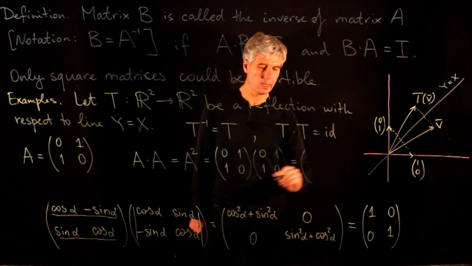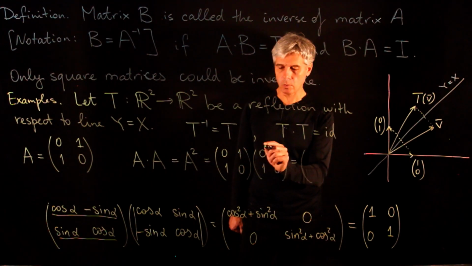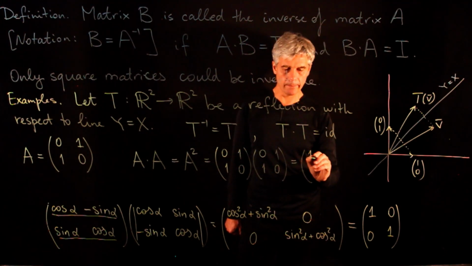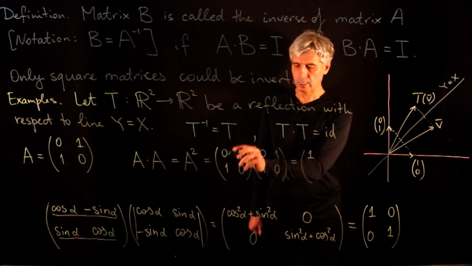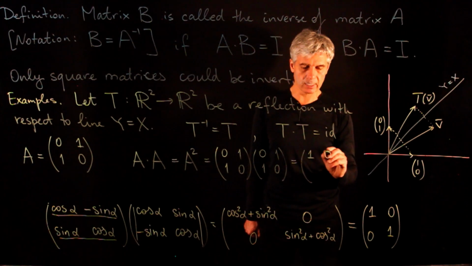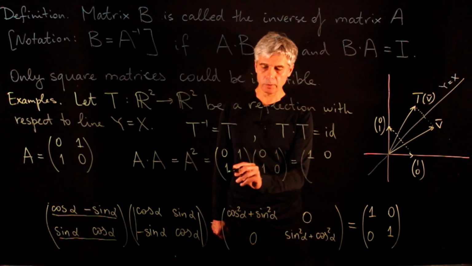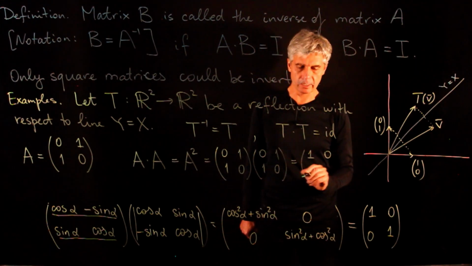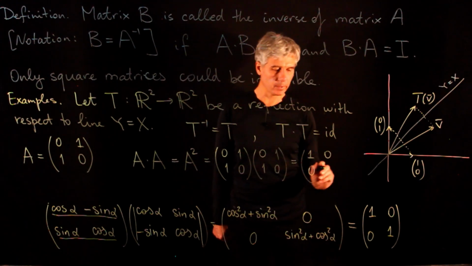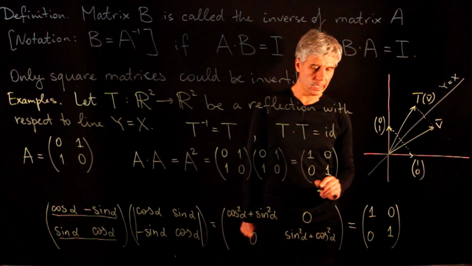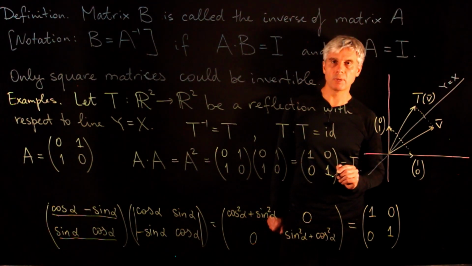And now we multiply. So when we take dot products of the first row with the first column, we get 1. If we take the dot product of the first row with the second column, we get 0 times 1 plus 1 times 0. That's 0. So the dot product of the second row with the first column is 1 times 0 plus 0 times 1. That's 0. And the product of the second row with the second column is equal to 1. And indeed, we see that, as expected, we get the identity matrix here.